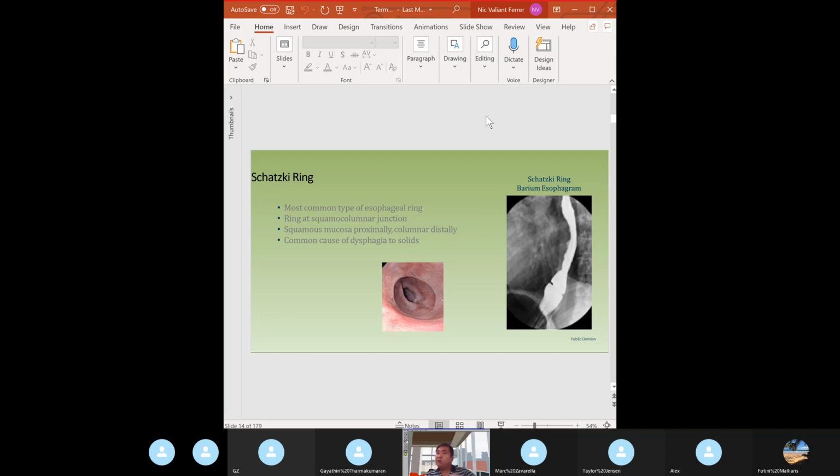squamo-columnar junction. So proximally, you have a squamous mucosa. Distally, you have the columnar, right? This is the most common cause of dysphagia to solids. Look at the barium esophagogram here. You can see the squamo-columnar junction. Here, this is where your Schatzki's ring is. Okay, this is the histological portion of that squamo-columnar junction.